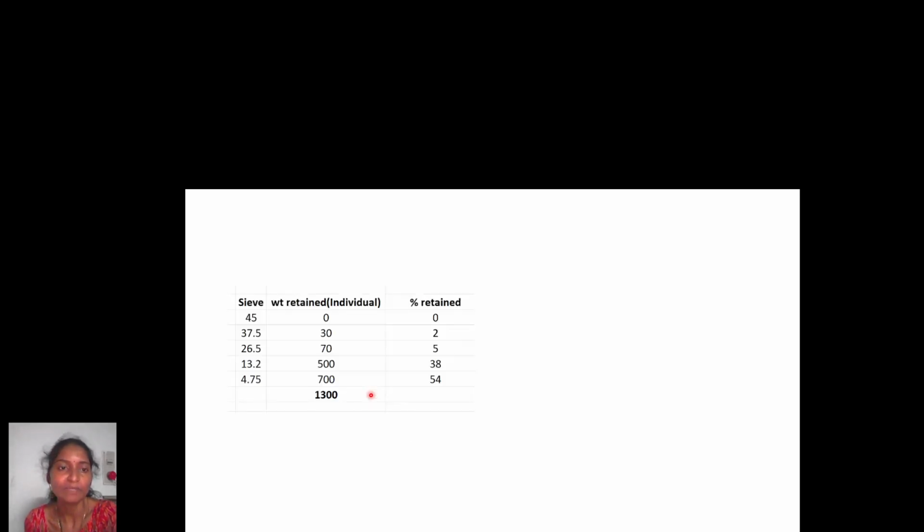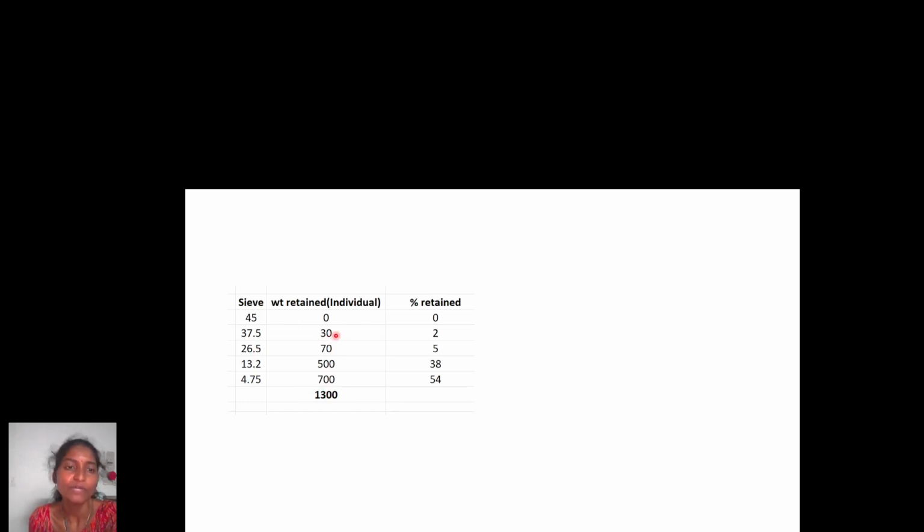Let me explain the solution once. Let us say these are the sieve sizes given and these are the weights retained. If I add all of that, the total weight is 1300. So out of 1300 grams of aggregates, 30 grams are retained on 37.5, 70 grams retained on 26.5, etc.